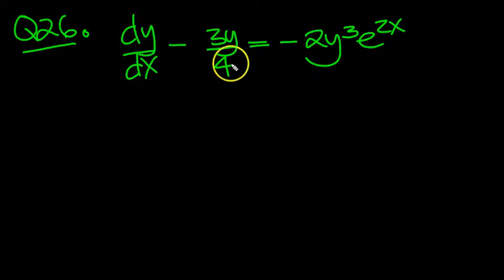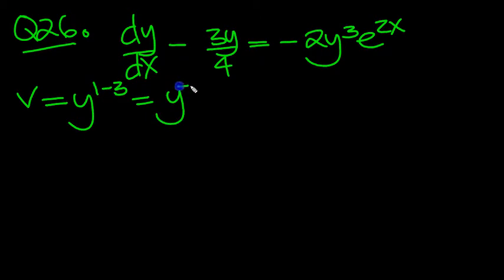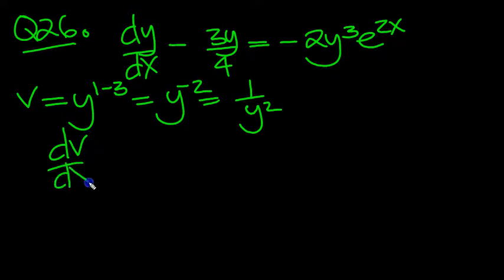dy/dx minus 3y over 4 equals minus 2y cubed e to the 2x. Everything's arranged in the correct order to make the substitution for Bernoulli's equation. v equals y to the 1 minus n. The n value here is 3. So we end up with y to the minus 2, or 1 over y squared, whichever we prefer. So let's get dv/dx here.